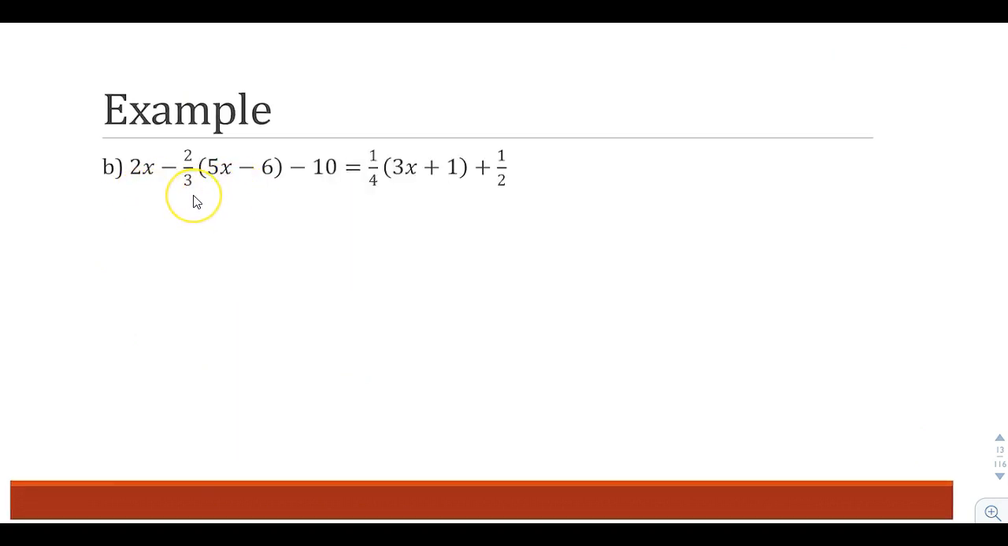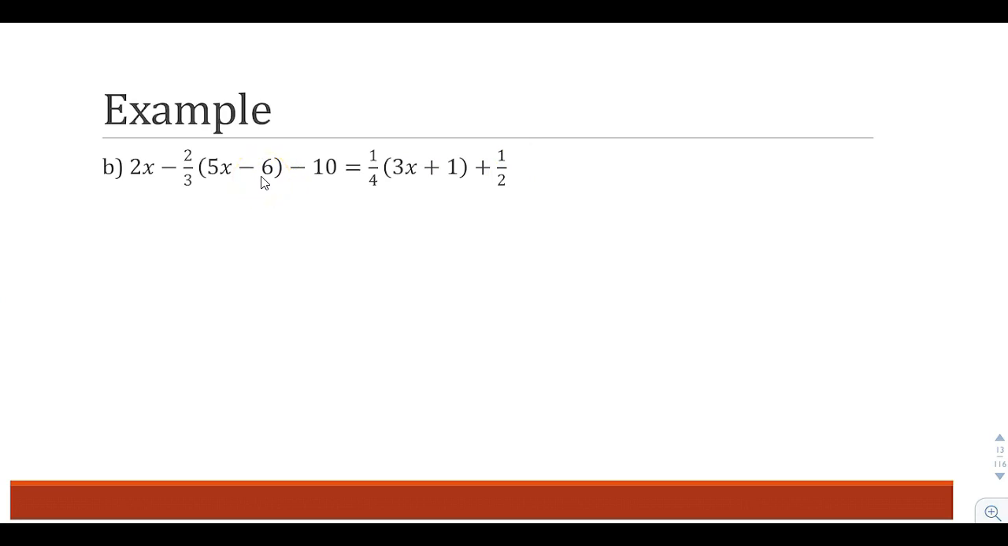Here we have another example, and this one includes some fractions and it has some grouping symbols involved. So before I do anything, I'm going to clear fractions. So I'm not going to remove grouping symbols. I'm not going to distribute this 2/3 in or this 1/4 in. I'm going to go ahead and clear fractions first.